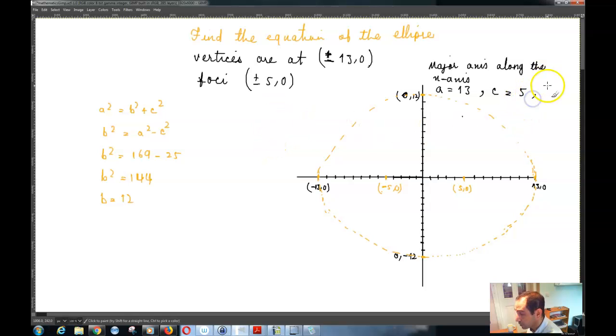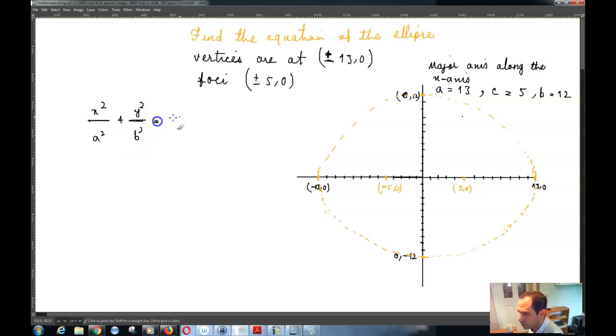So that means that basically your B is equal to 12. Now what you want to find out here is the equation of this ellipse. Since the major axis is along the x-axis, I can write x squared over a squared plus y squared over b squared is equal to 1.